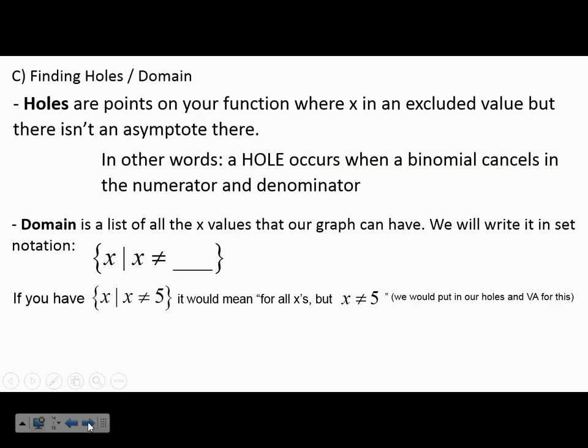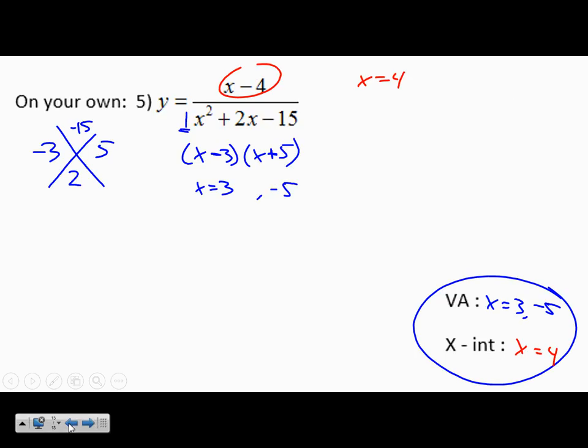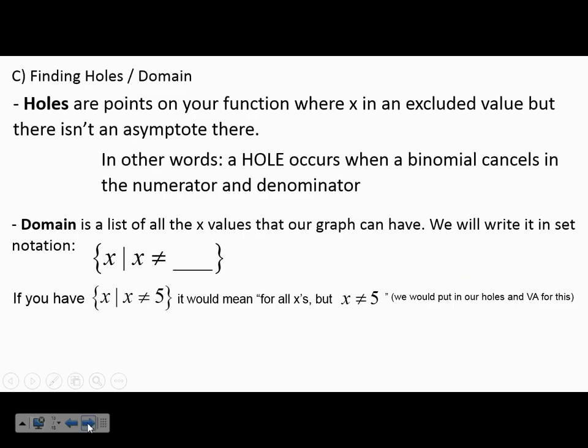All right, now we're going to get to the part where we're talking about finding holes. So holes are points on your function where x is an excluded value, but there's not an asymptote there. So far, all of the excluded values that make the denominator 0 have been vertical asymptotes. Then it says, in other words, a hole occurs when a binomial cancels in the numerator and the denominator.